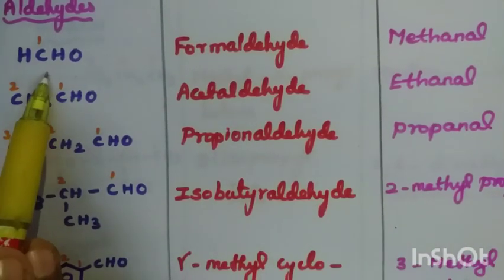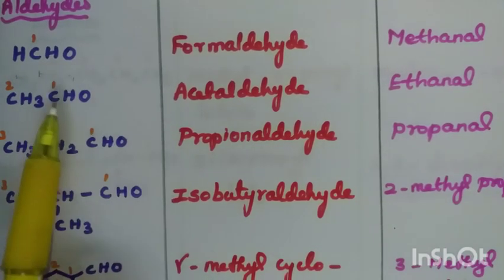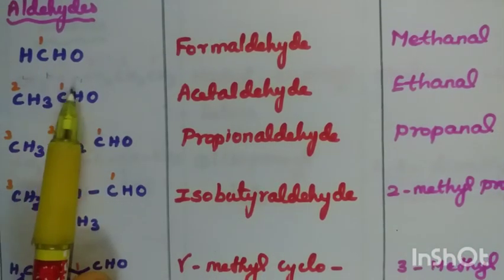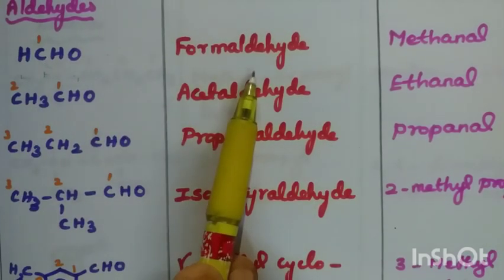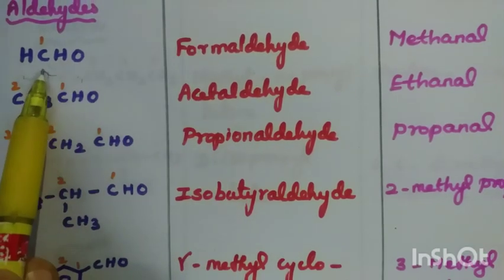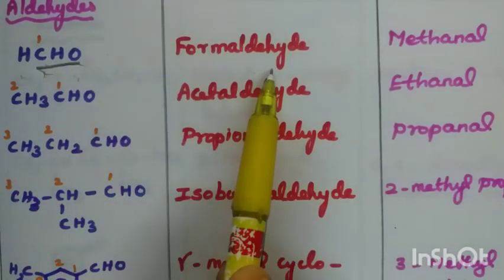The first one is the simple aldehyde, HCHO. It is derived from the source called formic acid. So it is an aldehyde, formaldehyde. One carbon means formaldehyde.